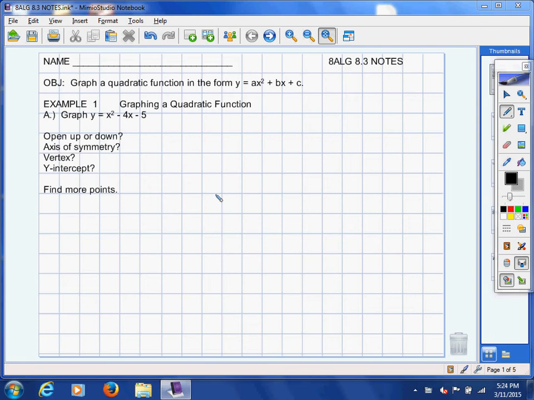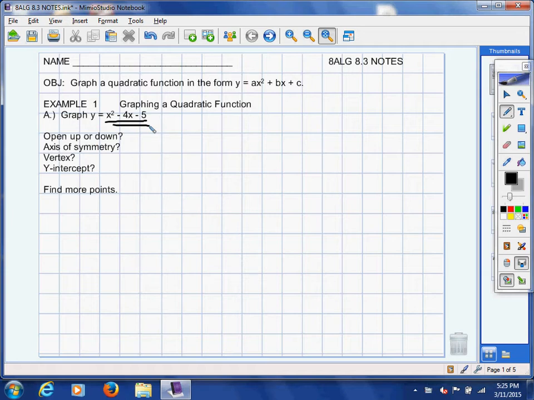8th graders, we're going to start a brand new section. We're going to do a couple examples out of 8.3, and we're going to graph quadratic functions. And so we're getting a little bit more difficult with our graphing. Now we have a full-fledged trinomial that we want to graph, and I want to help you do that today.